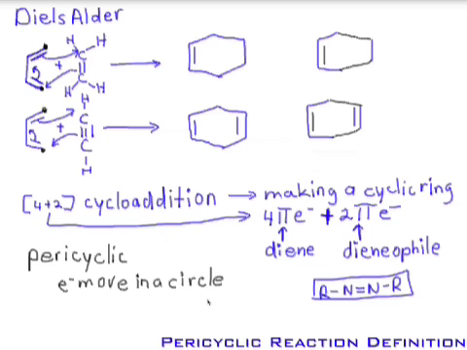So we get a pericyclic movement of electrons and a cycloaddition. And students often mix up these terms, so please keep them straight. A cycloaddition reaction is where one reactant combines with another to form a cyclic product. A pericyclic reaction is a reaction that involves redistribution of bonding electrons in a cyclic manner. Electrons move in a circle.